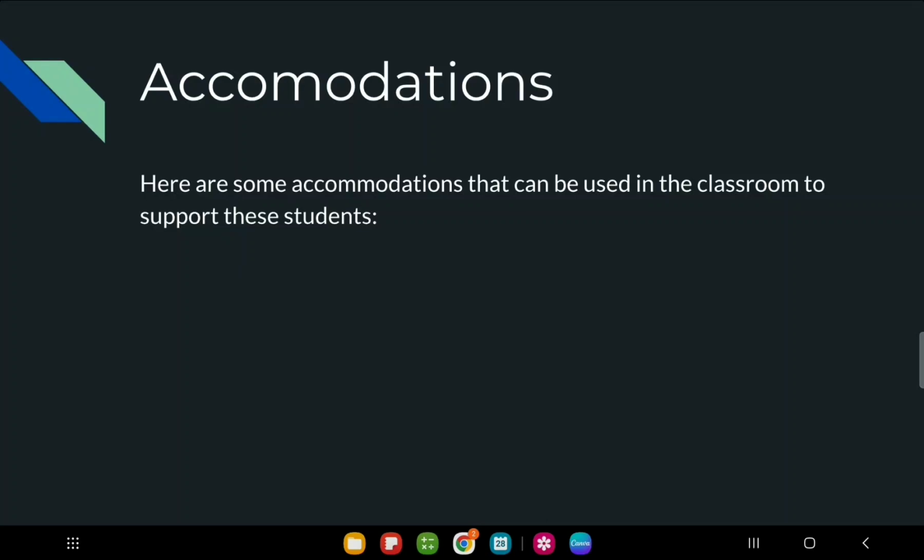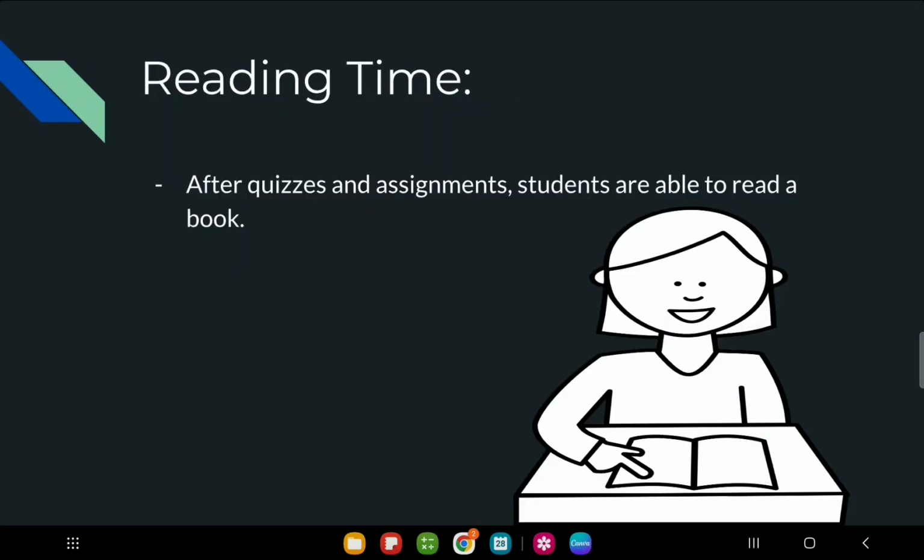Accommodations. Here are some accommodations that can be used in the classroom to support these students. After quizzes and assignments, students are able to read a book.